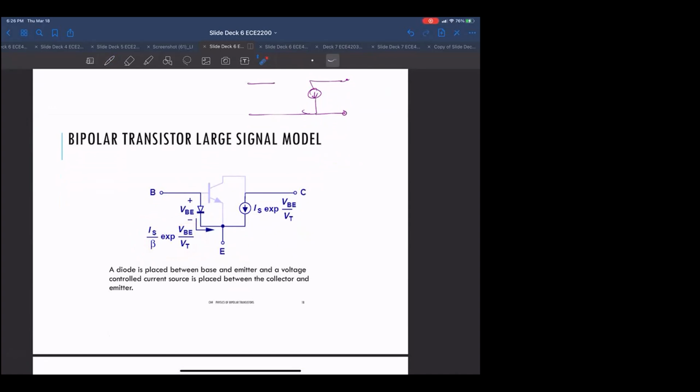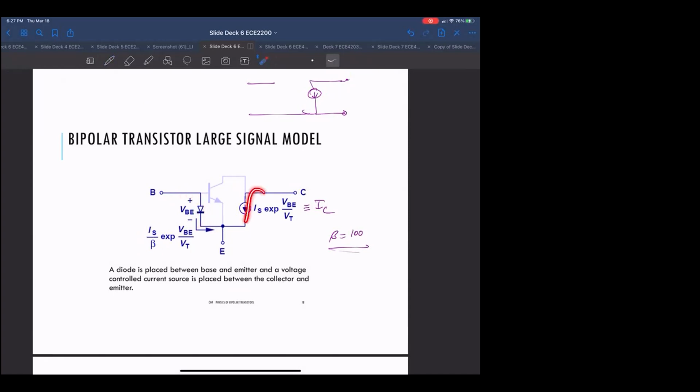Because it's beta, the collector current I sub C is I sub S exponential VB over VT. This current from base to emitter is beta times smaller. And again, this beta is usually in the class going to be 100, unless I'm told otherwise. So this basically represents the small leakage current from the base to the emitter.